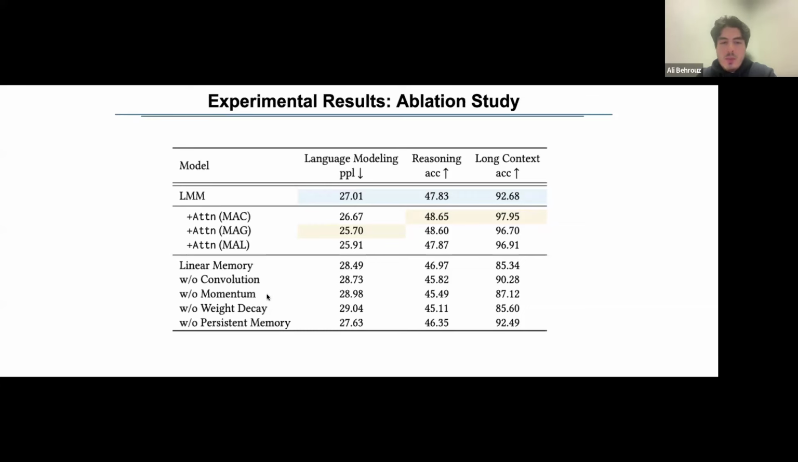And also this momentum part is the past surprise metric that I mentioned. We can see that it's very important for a long context task. And so basically, if we just remove it, we can see a very huge drop in the performance.